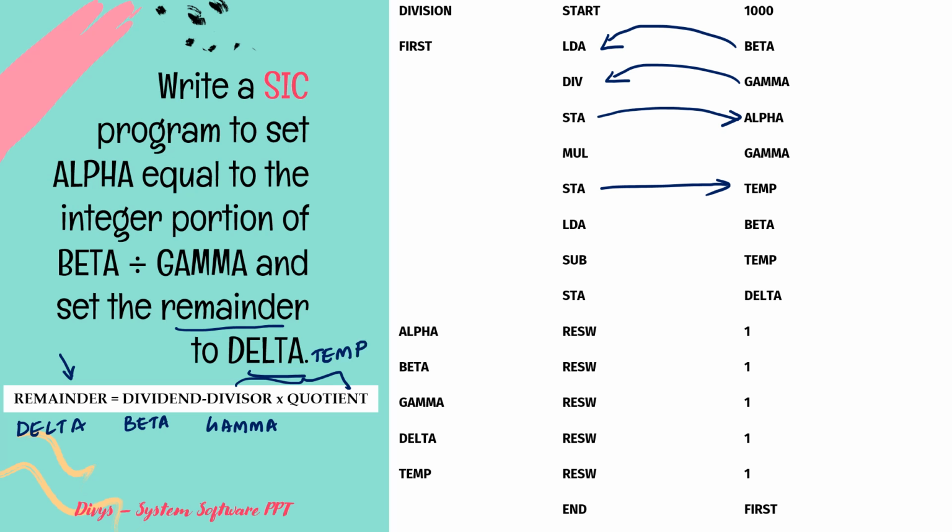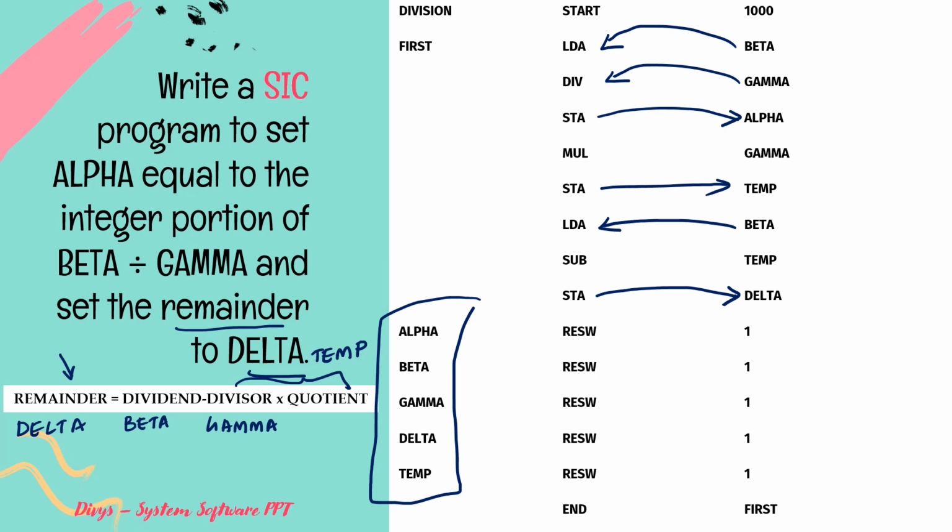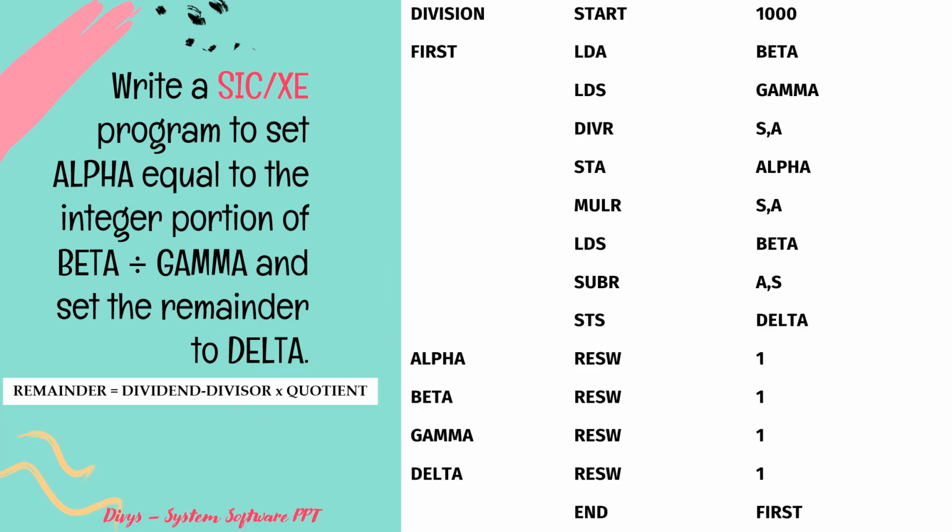And we are loading the value of the dividend, that is beta, into the accumulator and we are subtracting temp from that, and the result would be there in the accumulator and we are just storing that in delta. And we have to define what alpha, beta, gamma and delta are.